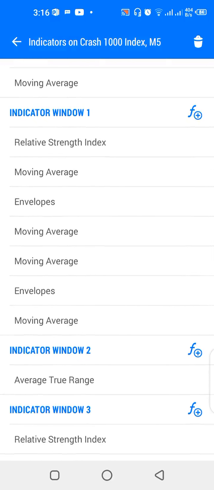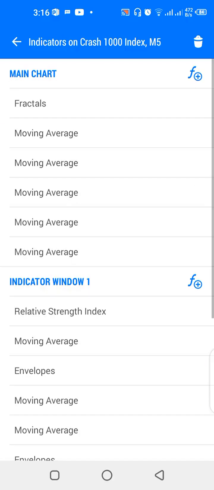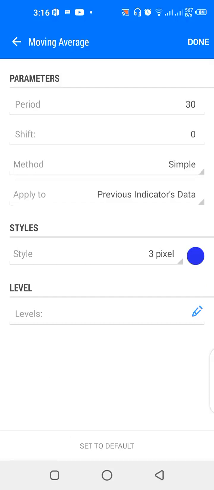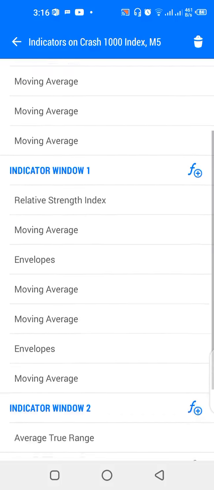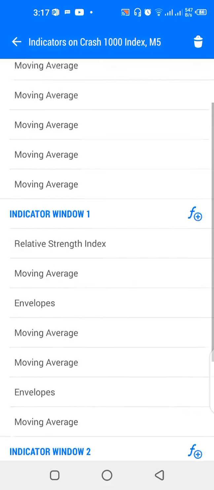Then for the indicator window, we have relative strength index, 6 period applied to close, colorless. Then we have moving average, 30 period, shift is 0. Method is simple, apply to previous indicator's data, color is blue. We have envelopes, period is 50, shift is 0. Deviation is 0.10. Method is simple, apply to first indicator's data. The upper band and the lower band color is green.